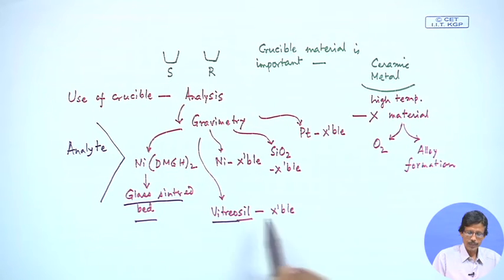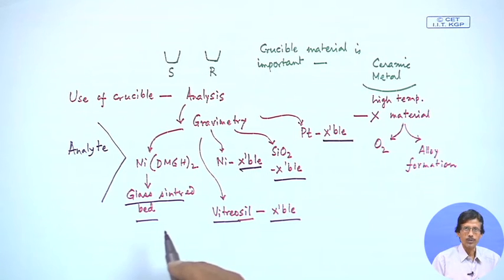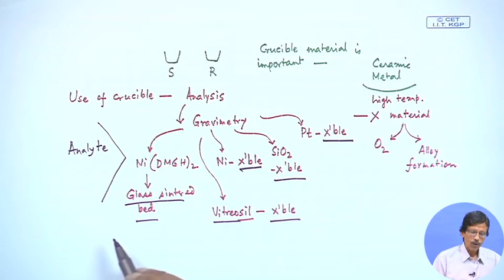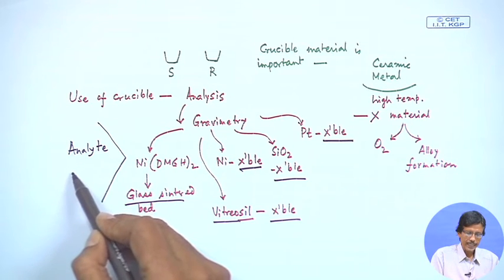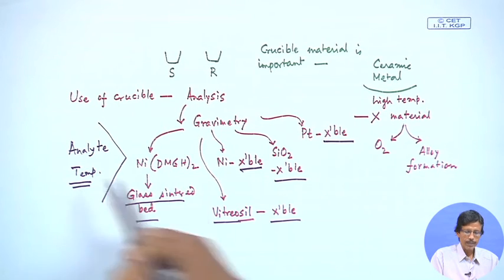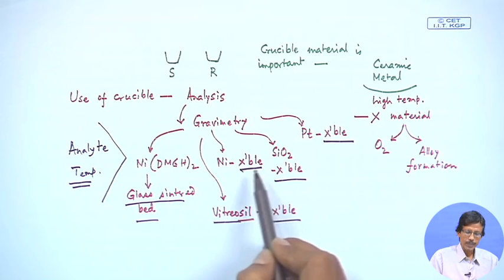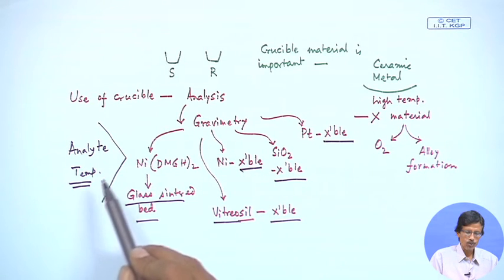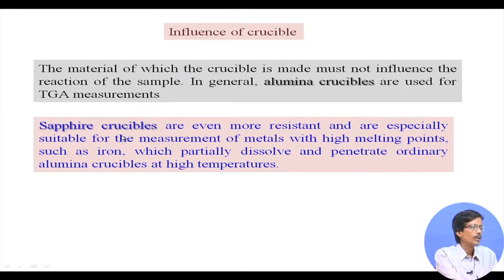So, these are the different types of crucibles. Similarly, for thermogravimetric analysis, where analyte is being heated at a high temperature, the crucible must be very stable at that particular temperature, and the material being heated within that particular crucible should not react. So, sapphire goes to a higher level than your alumina, and is specially suitable for measurement of metals.